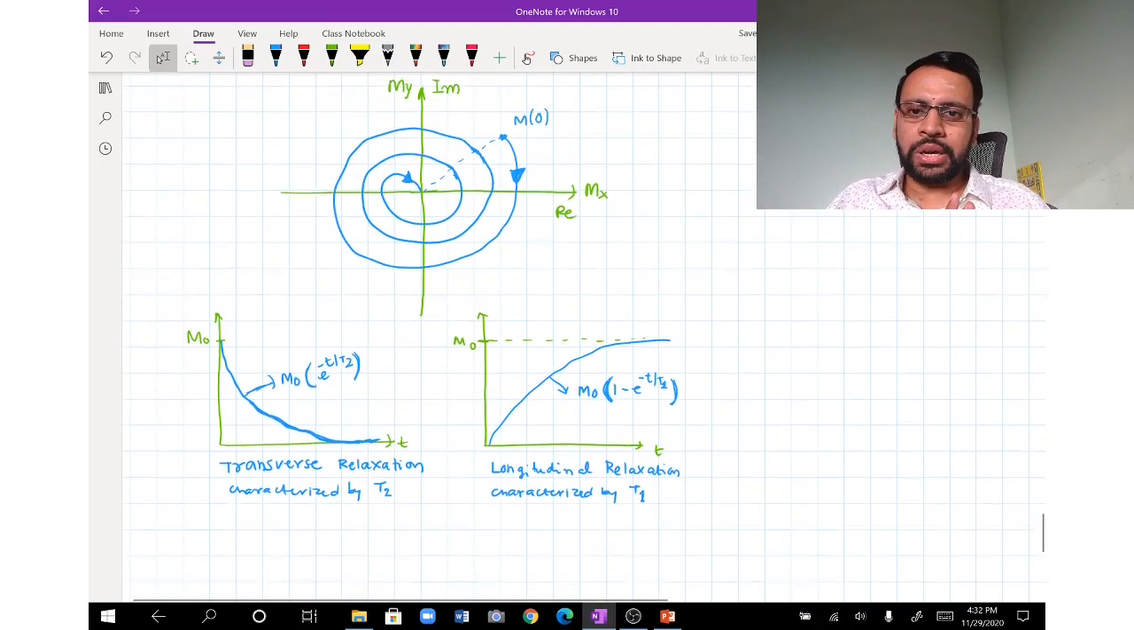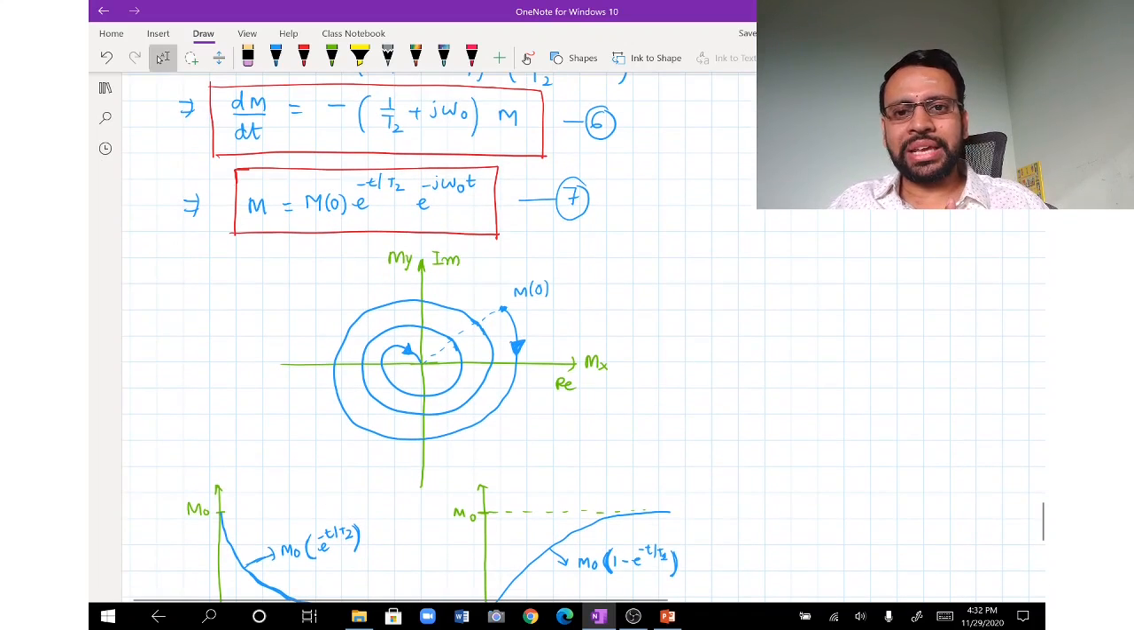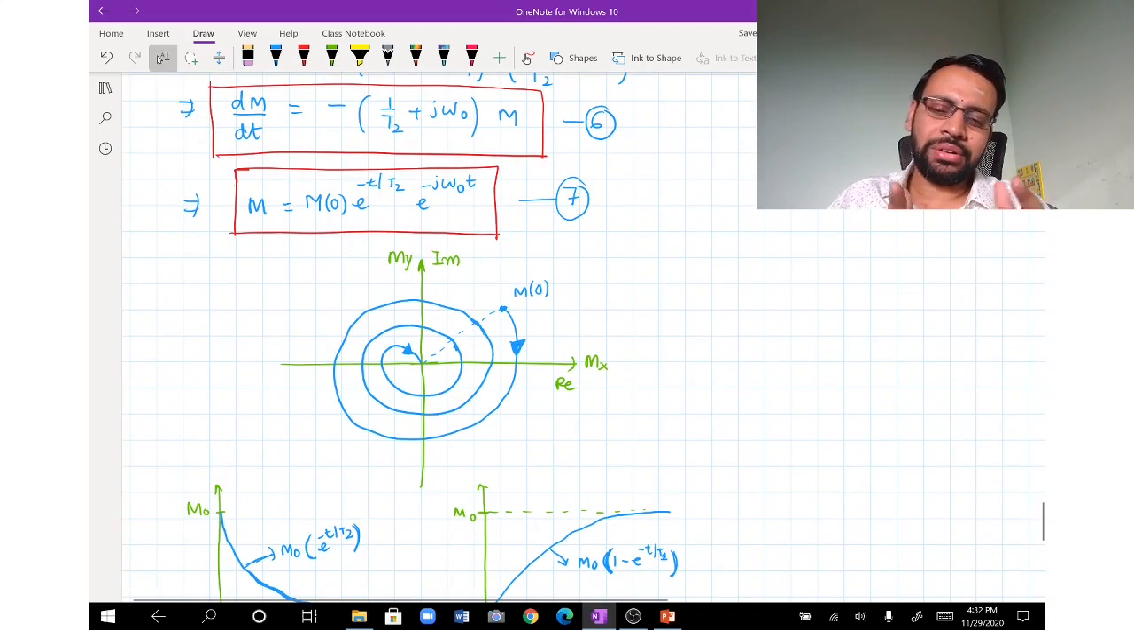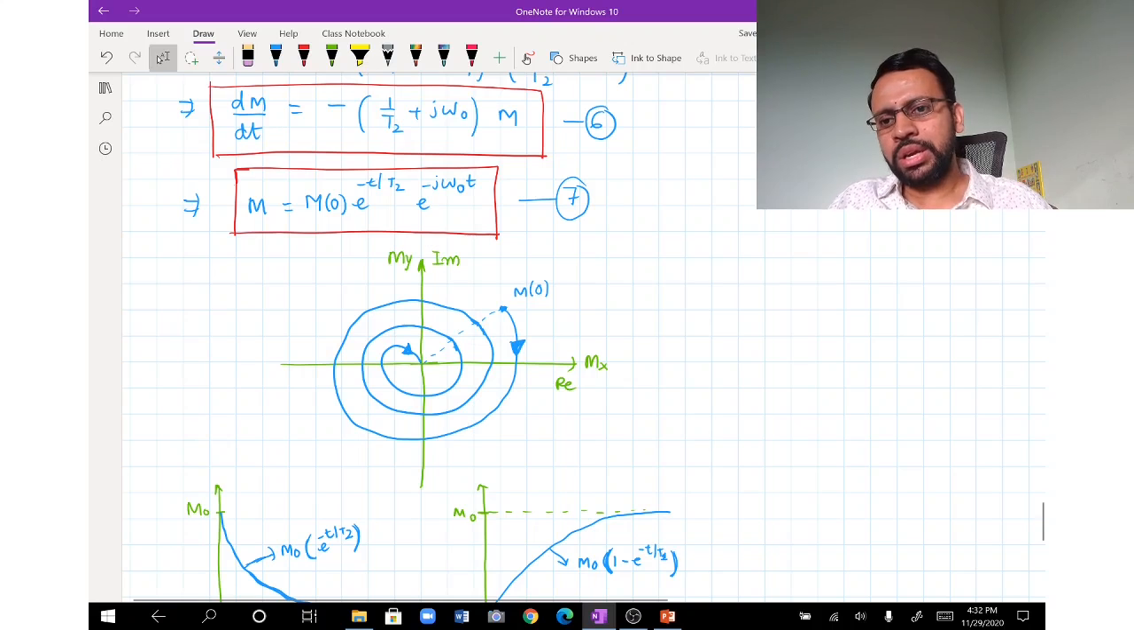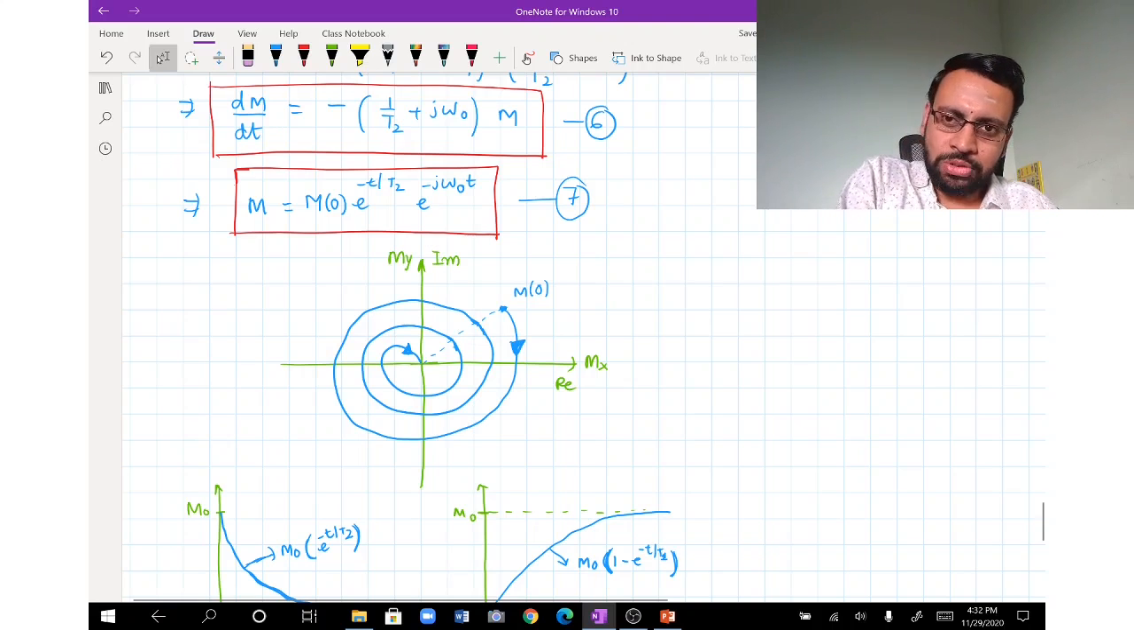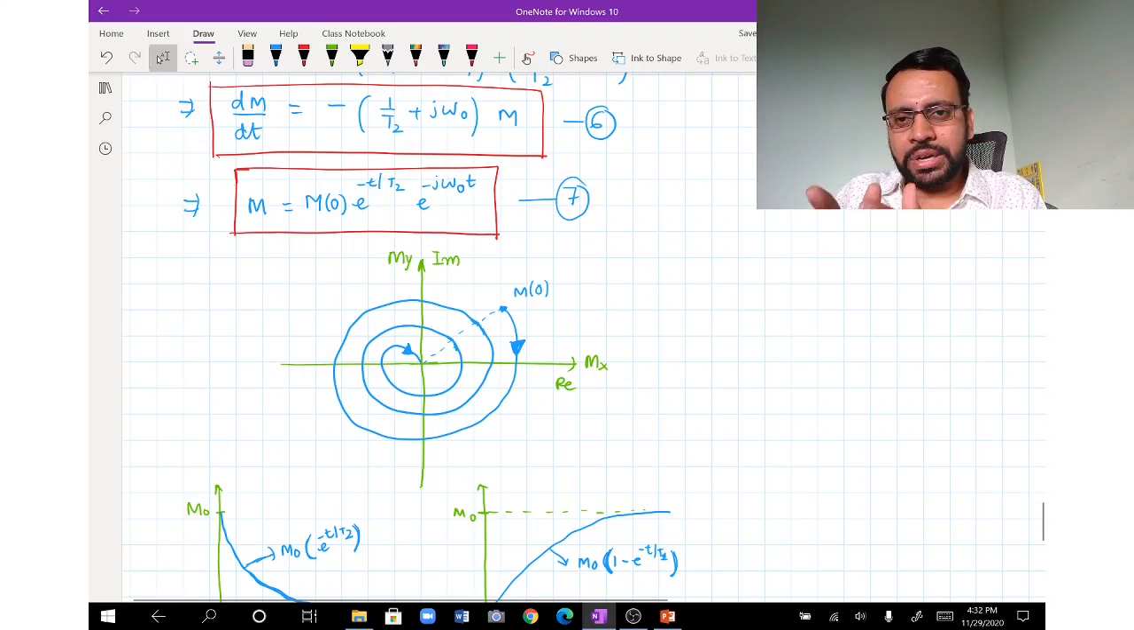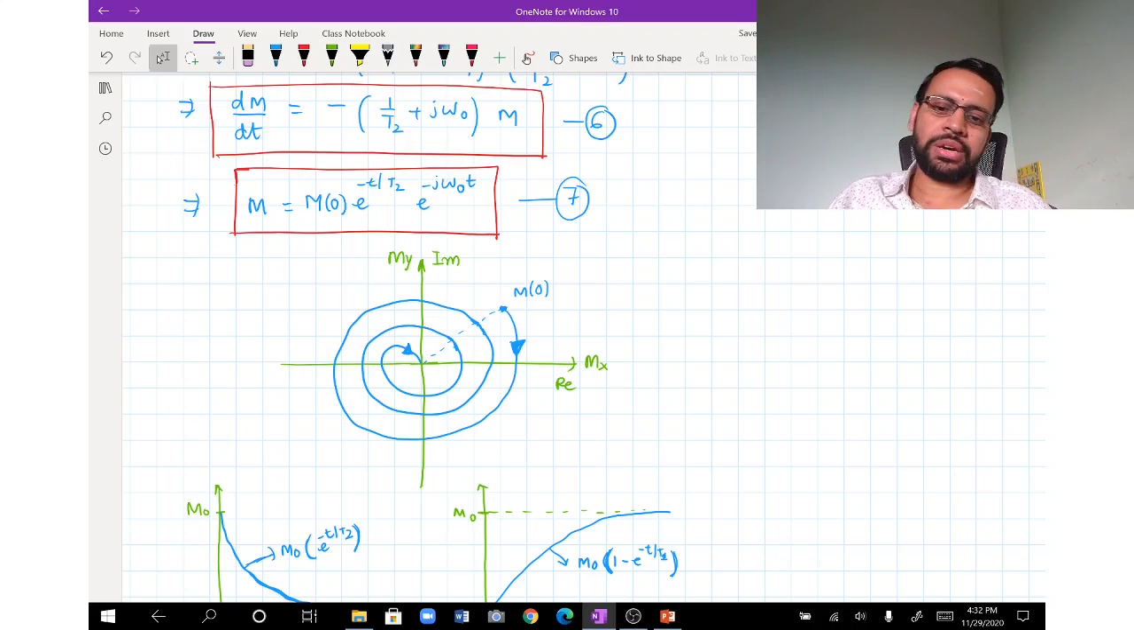That's all. Now anytime if you want the components in x and y, how do you do it? The same story here: you write this as cos omega naught t plus j times sin omega naught t. The real part of M would give you the x component, and the imaginary part would give you the y component.